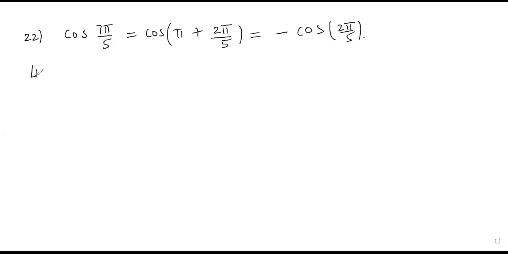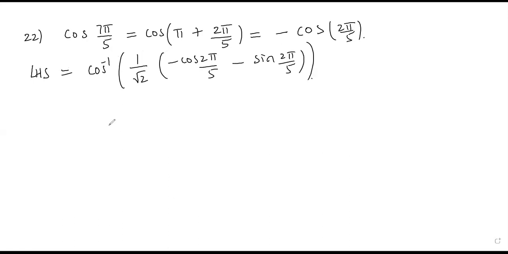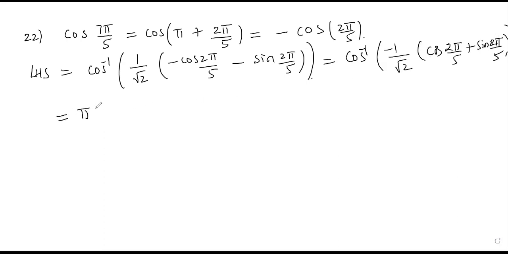So thus the LHS given function will be what? Cos inverse of 1 by root 2 into cos 7 pi by 5, which can be written as minus cos 2 pi by 5, and minus sine 2 pi by 5 as it is. Okay, so if you take minus out, then what will you get? Cos inverse of minus 1 by root 2 into cos of 2 pi by 5 plus sine of 2 pi by 5. So it looks like cos inverse of minus x. That can be written as pi minus cos inverse x.